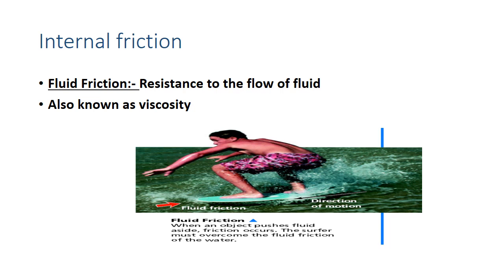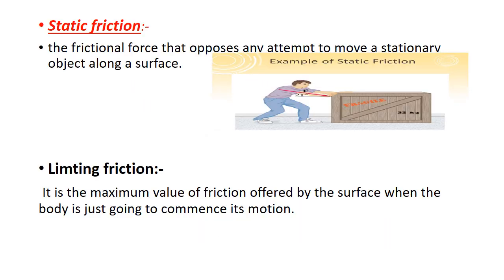So next is static friction. It's a type of external friction. So what is static friction? Look, I have given the example. There is a block which a person is pulling. He's applying a certain amount of force on this block. But what we are observing is that the block is not changing its position. It is in a state of rest.